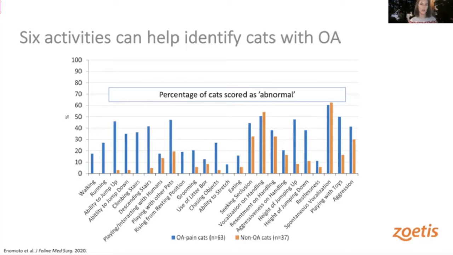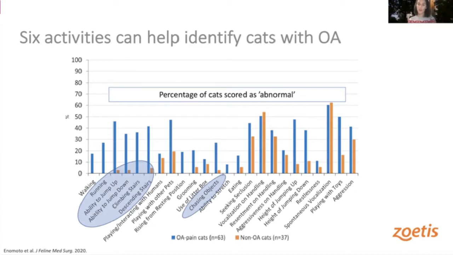In blue, we have the OA cats, and in orange, we have the non-OA cats. And what we're most interested in here are those behaviors that best distinguish between the OA cats and the non-OA cats. So what are those ones where we really see a big difference between those two groups? And what we found was that using these 6 activities, we were really able to categorize cats as OA or not based on whether they were scored as abnormal. So this is running, jumping up, jumping down, climbing up or down stairs, and chasing objects.